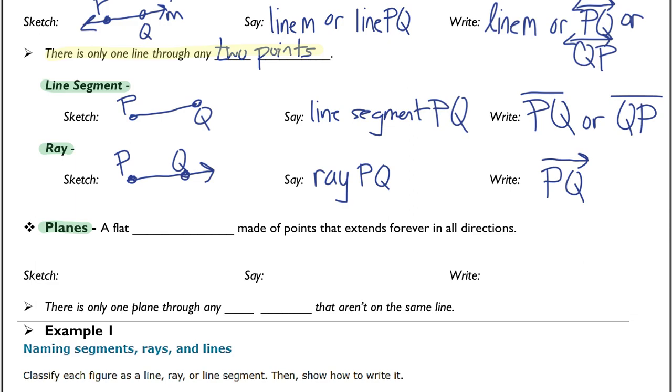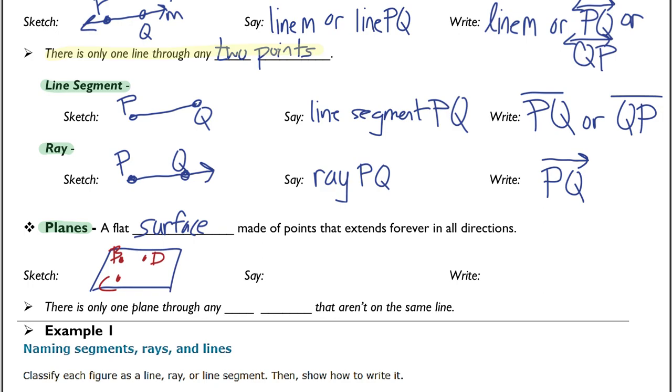Okay, the last definition here is a plane, which is a flat surface. So it's like a sheet of paper. It's made of points that extend forever in all directions. So like a sketch, I just do kind of like a parallelogram looking thing, or a sheet of paper that's slanted, and then I put some points in it. So I put a point, let's say B, another point like C, and another point like D. Now those are how we can name this.